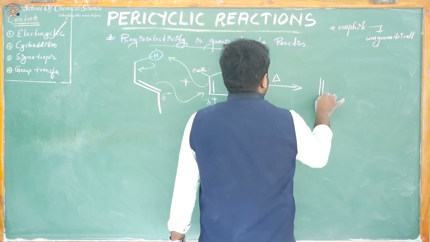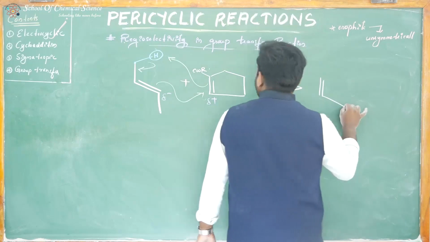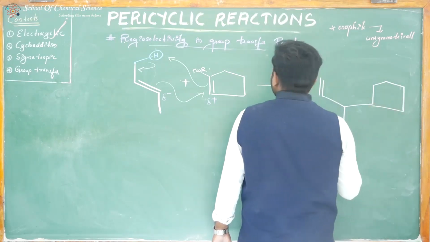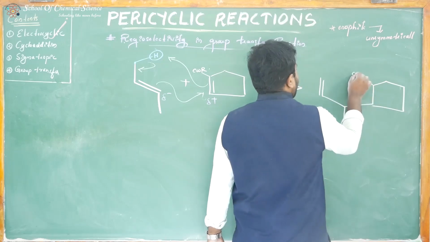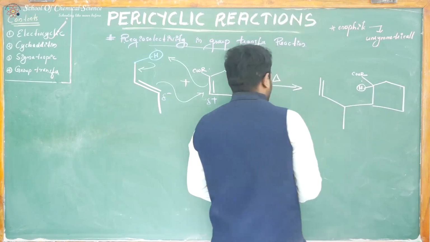So between 1 and 2 a pi bond is there. This is carbon number 3, containing a methyl group. 3 is connected to the enophile. The enophile is a cyclic 5-membered system. Here a COOR group is present and one hydrogen is also transferred to that group.